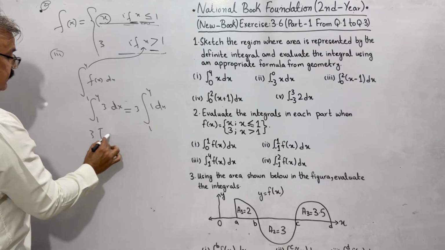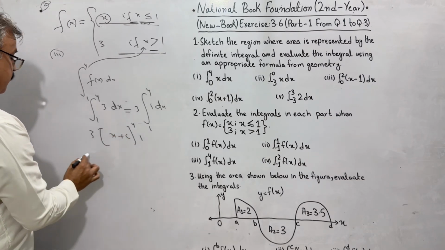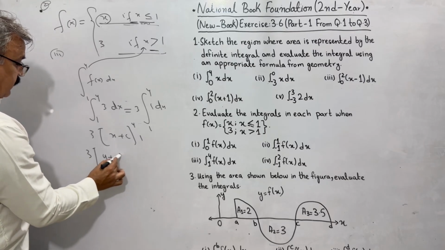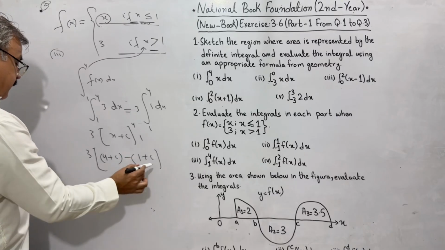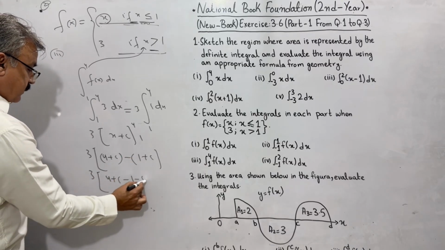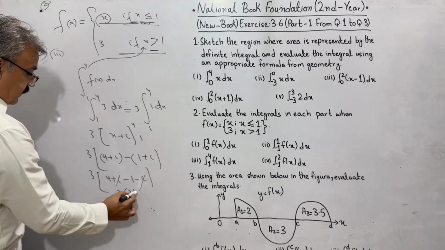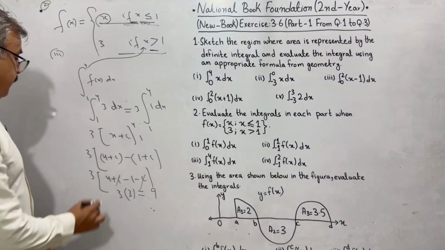Integration of 1 is x plus c, putting upper and lower limit, making life simple. 3 times x is 4 plus c minus 1 plus c. Multiplying minus, I have 3 times 4 plus c minus 1 minus c, cancelled out. 4 minus 1 is 3, 3 times 3 is 9. Or one can put limit in that fashion.